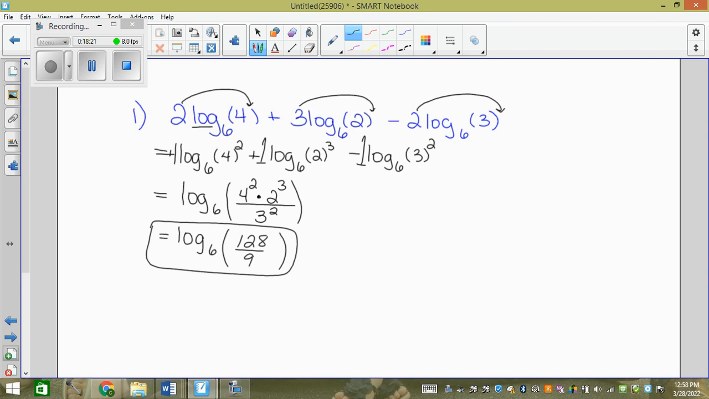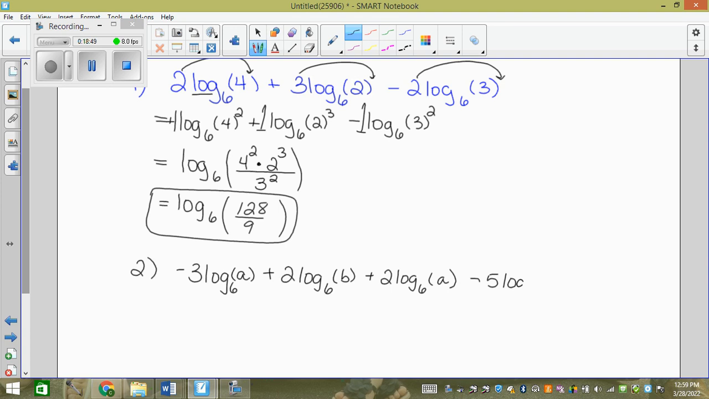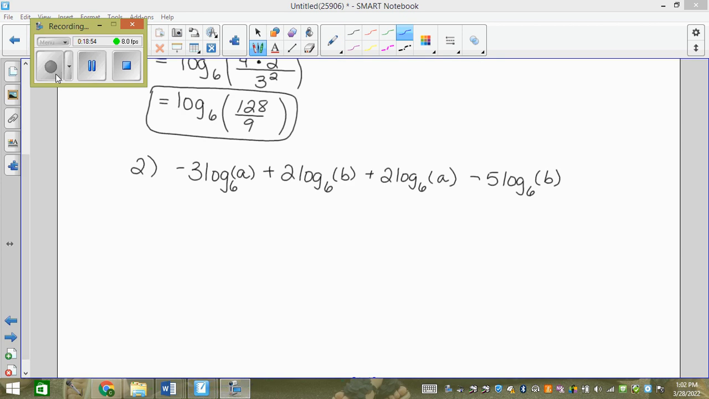Okay, what if I don't give you numbers beside and I give you variables? So we're going to try number 2. Negative 3 log base 6 of A plus 2 log base 6 of B plus 2 log base 6 of A minus 5 log base 6 of B. Try that one out. So I told you to move the number, not the sign, right?